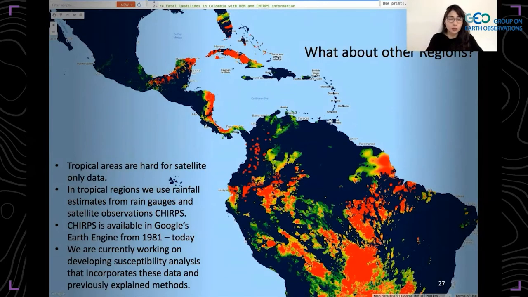In that case, we also have the option of using a combination of gauges and satellite observations. In this case, CHIRPS. CHIRPS is also open data available in Google's Earth Engine, and it ranges from 1981 all the way to today. We also have Copernicus, which is a new data set of land cover for all over the world, which is also open data and available to all. And we're currently working on developing susceptibility analysis that incorporates the methods that I previously mentioned with these other types of information.